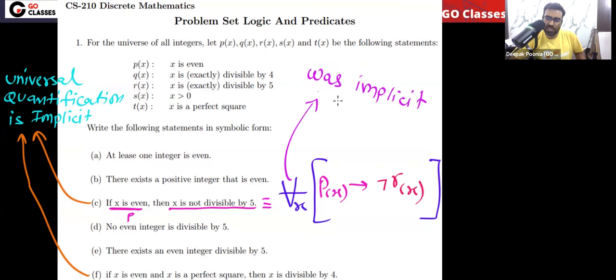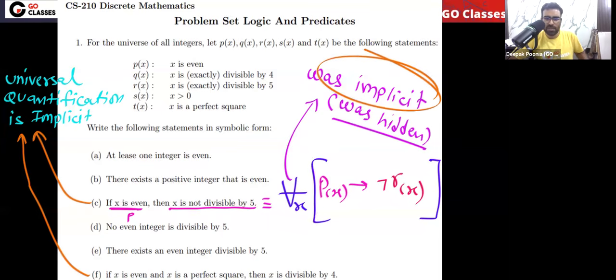This was implicit, or I can say this was hidden. In our day to day life, in our daily life also, we use universal quantification implicitly. We don't say that all the cats are cute. We simply say cats are cute in our conversation. But when I say cats are cute, I am actually talking about universal quantification. I am saying that all the cats are cute. So universal quantification is implicit in our daily life also. Now what about the next statement D?